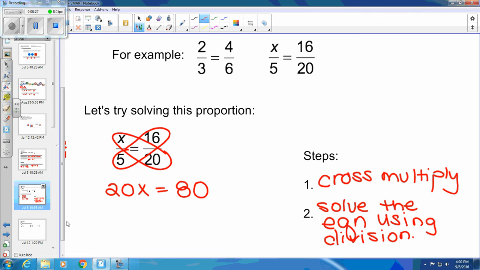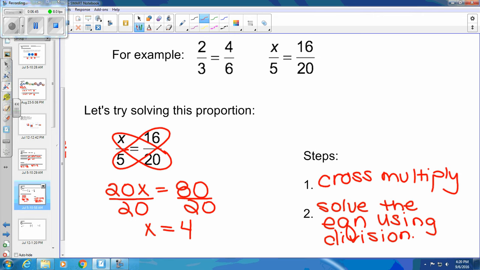Now I'm going to use division, and the 20 and the x are held together by multiplication, which is why I'm going to divide both sides by 20. What I do to one side, I do to the other. And I get x to be 4.